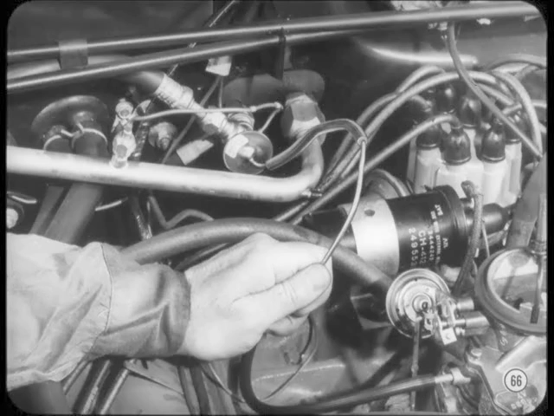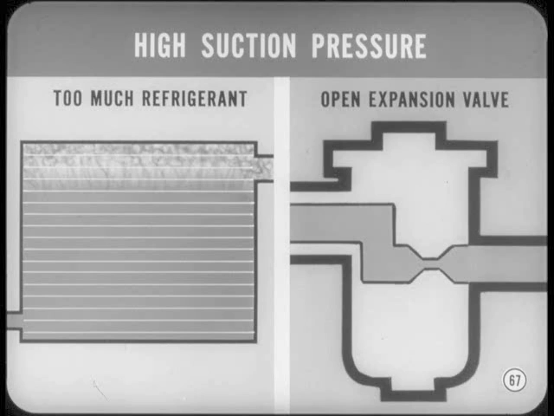Now, Fred, what can we expect to find if suction pressure on the left side gauge is higher or lower than normal? Well, high suction pressure can be caused by too much refrigerant in the system or an open expansion valve. However, where both side gauges read high and remain high when you speed up the engine, the cause can be low compressor output capacity.